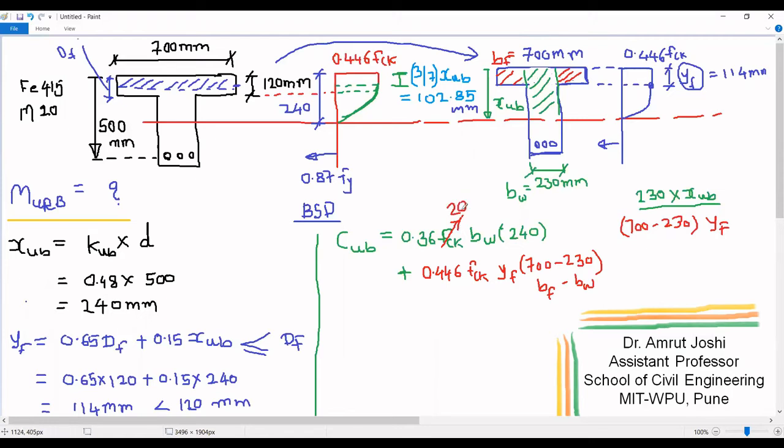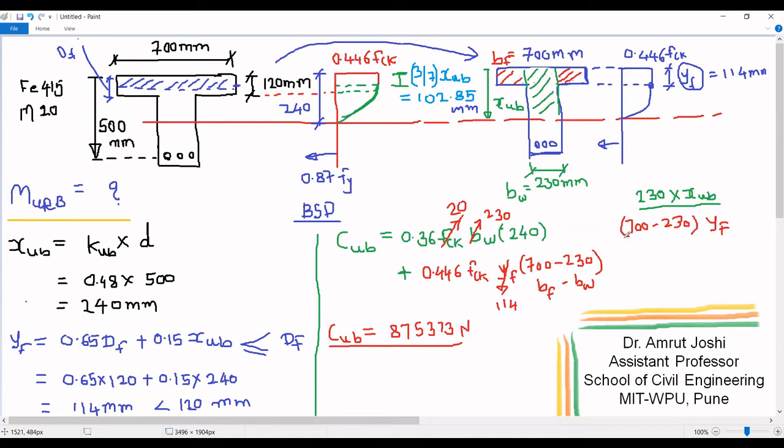FCK is 20 here. BW is 230 here. This is XUB. FCK is 20. YF is 114 here. So let us work out how much is this compressive force. So CUB, that is the ultimate compressive force for a balanced section, will work out to be 875373 Newton.